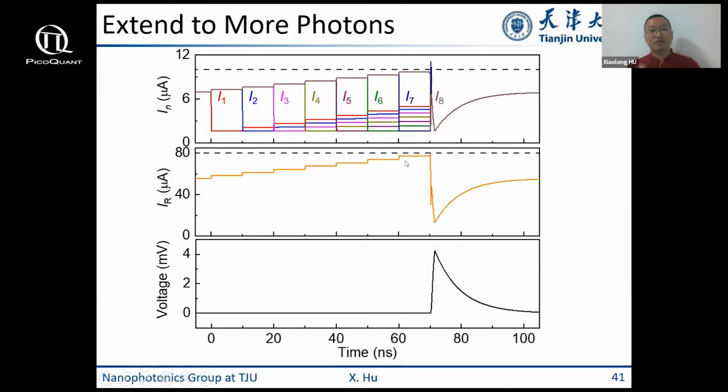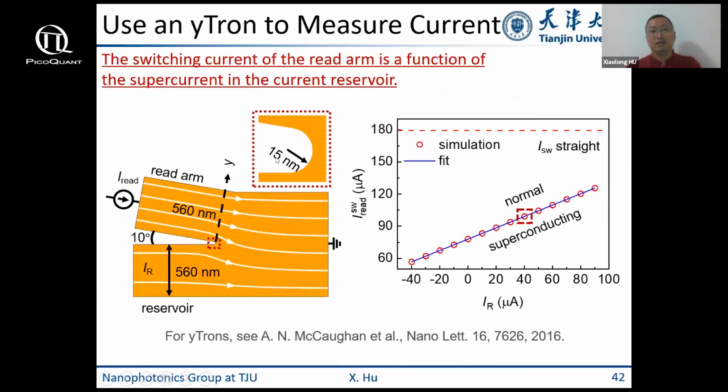Then we extend this concept to more photons. This is for 8 photons, with 1 voltage pulse. Notice that we have current ladders here. If we can read out those ladders, we can count the photons. Those are PNRDs. So we integrate the current reservoir with a Ytron.